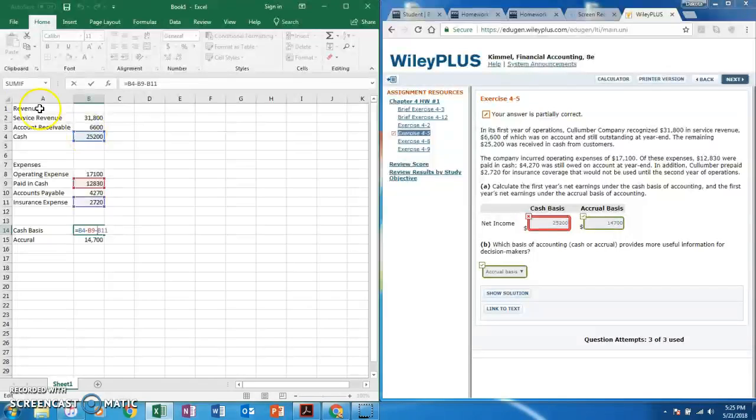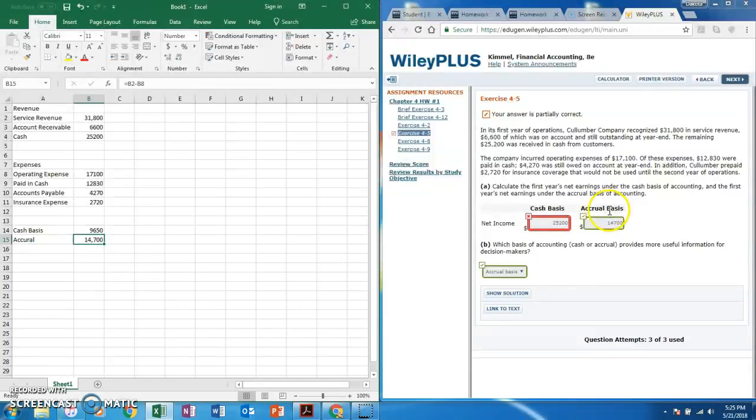So you're going to take the revenue you have in cash minus your expense of what you paid in cash for expenses, and your insurance expense, which is going to come out to your total of $9,650.